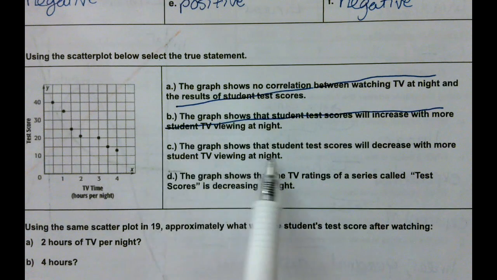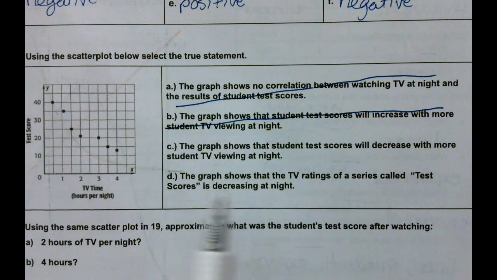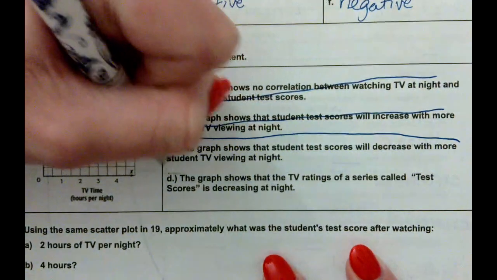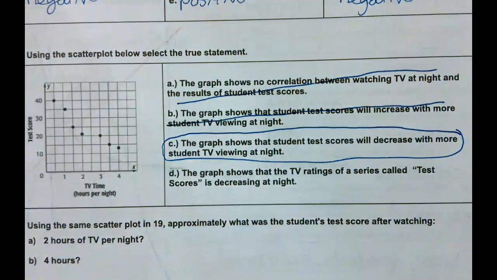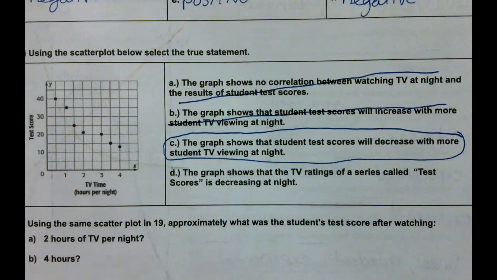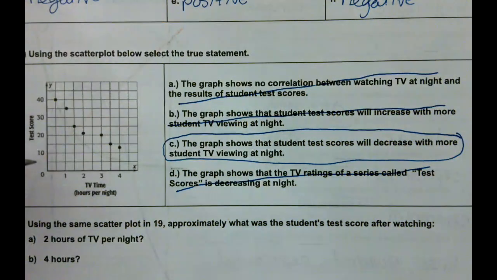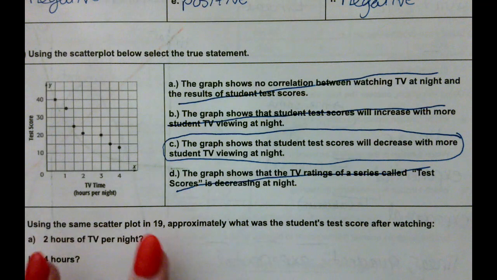C, the graph shows that student test scores will decrease with more student TV viewing at night. This is a good way to put what the graph is saying. For good measure, I'll read the last one just to make sure it makes no sense. The graph shows that the TV ratings of a series called Test Scores is decreasing at night. One, that's kind of a funny spin on the graph, but two, no. And also, I guess it kind of makes sense for the y-axis, but really it doesn't. That's someone who just completely does not understand what the graph is saying at all. So no, C is correct.